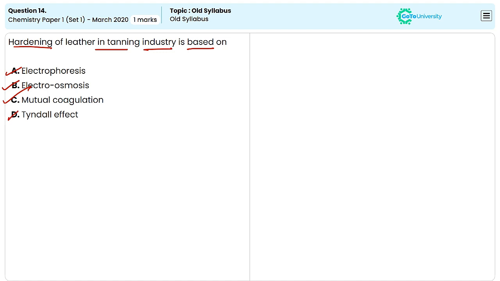And the last one is given as Tyndall effect. The Tyndall effect is the scattering of light by the colloidal particles in a suspension, which makes the light beam visible when passing through the colloid.